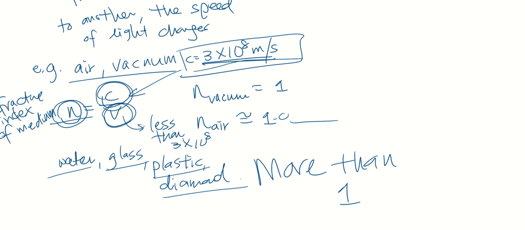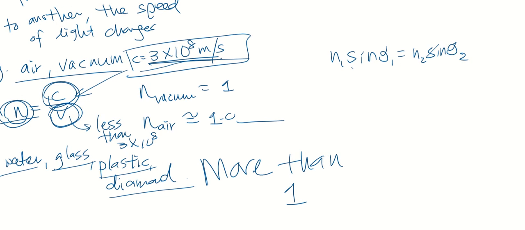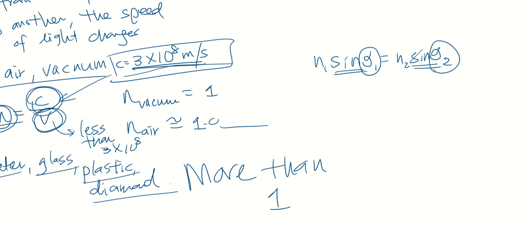The other formula is your n1 sine theta 1 equals n2 sine theta 2. When you see sine, it is your math, your trigo. So this is your angle, this is your angle. Okay, so what is n1 and n2? n1 is the refractive index of medium 1, n2 is the refractive index of medium 2. Theta 1 is the angle in medium 1, theta 2 is the angle in medium 2.